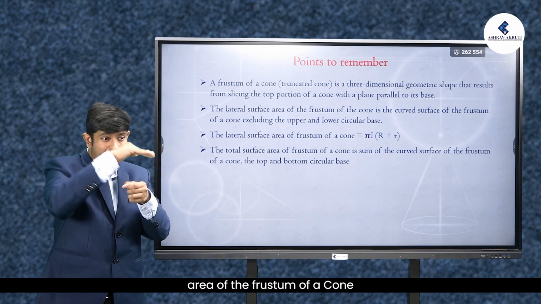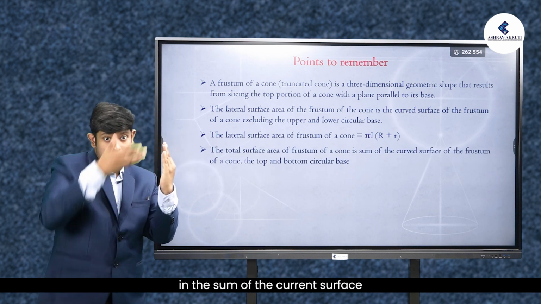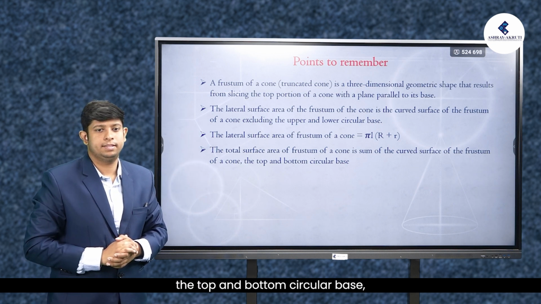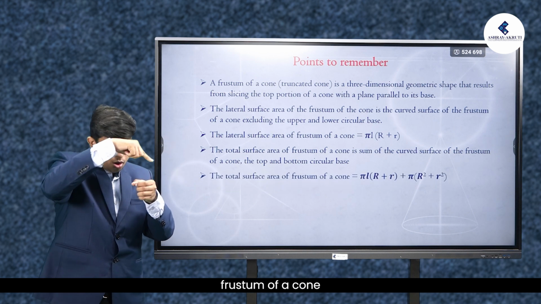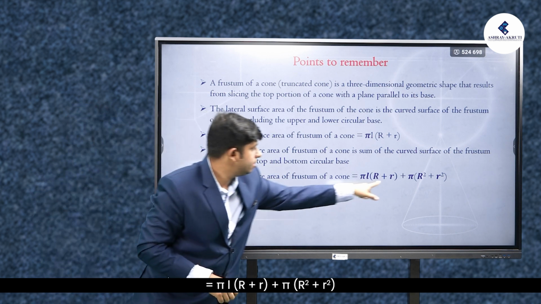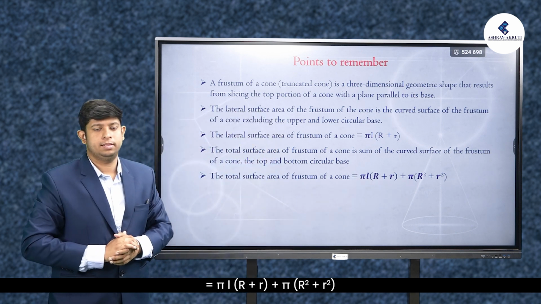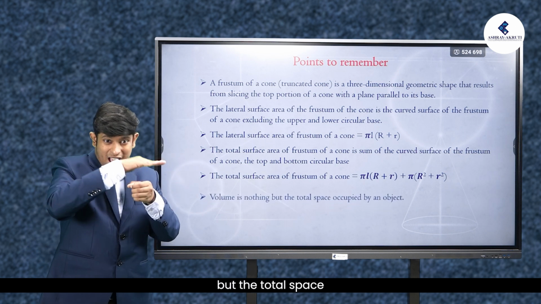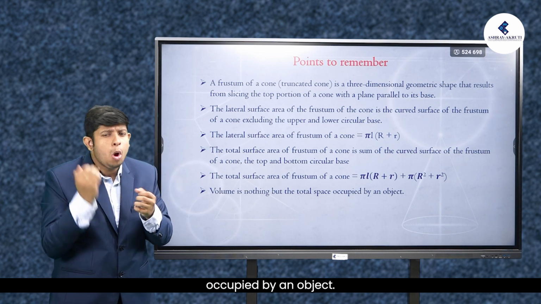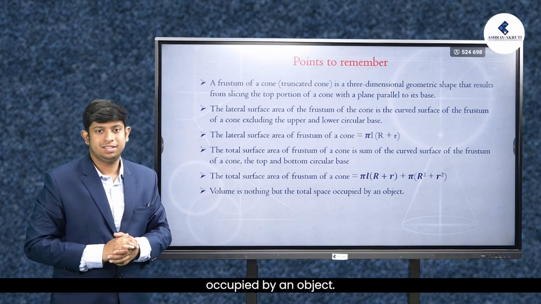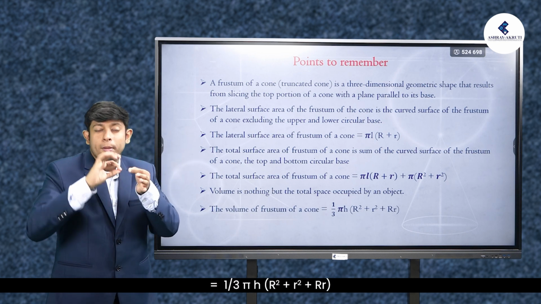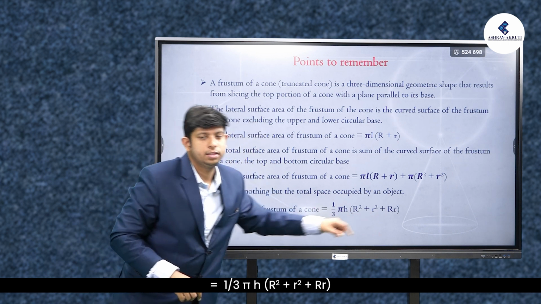The total surface area of frustum of a cone is the sum of the curved surface of the frustum of a cone, the top and bottom circular base. The total surface area of the frustum of a cone is equal to pi L into capital R plus small r plus pi into capital R square plus small r square. Volume is nothing but the total space occupied by an object. The volume of frustum of a cone is equal to 1 by 3 pi h into capital R square plus small r square plus capital R into small r.